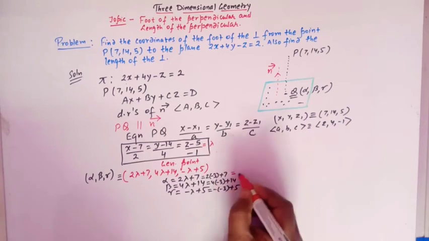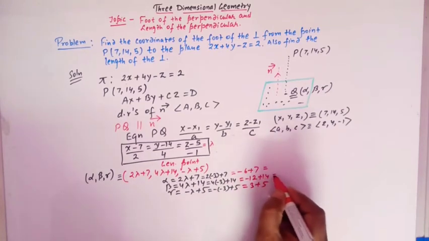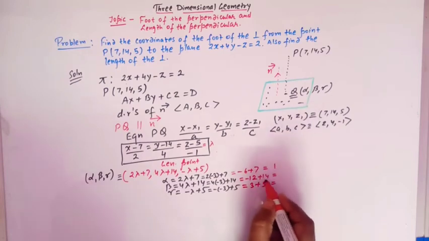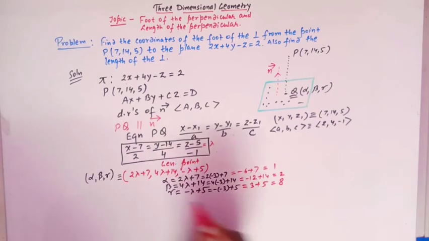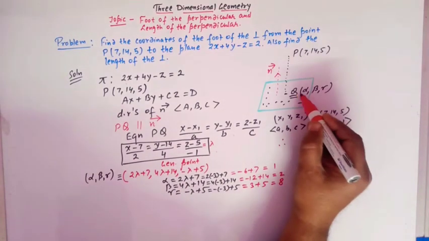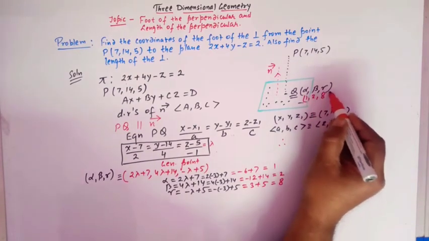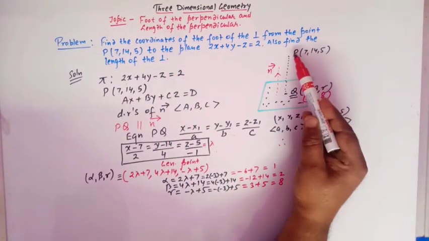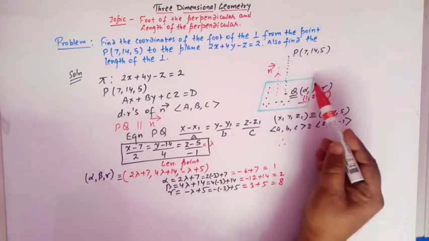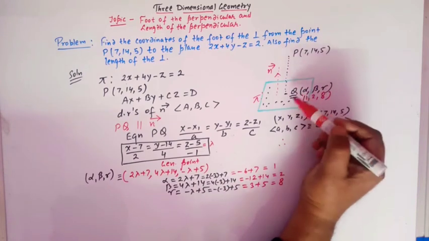So now here we have minus 6 plus 7, here we have minus 12 plus 14, here we have 3 plus 5. Okay, so 7 minus 6 is 1, 14 minus 12 is 2, and here we have 8. So therefore the coordinates of this point Q are 1, 2, 8. So Q is the foot of the perpendicular drawn from this point to this plane pi. And now we have to find the length of the perpendicular.